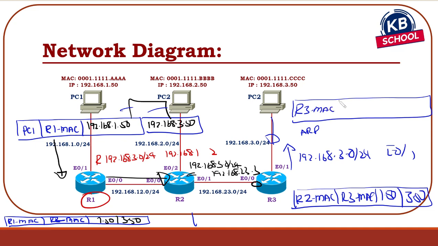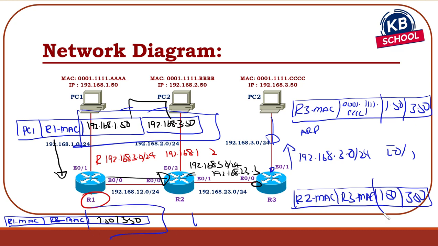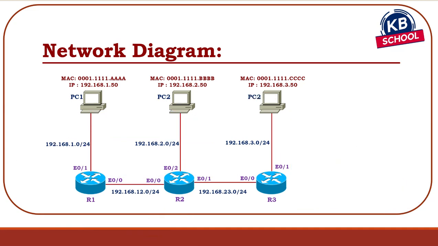R3 MAC, this guy over here, sending it to 0001, 1111, CCCC. Source is 1.50, destination is 3.50. So that never changes. Source IP and destination IP remain the same. What kept on changing in the frame is the layer 2 header. So every segment would have a different layer 2 header, eventually getting it to PC3 over here. And that's what I have written for you guys over here. The documentation talks about that.